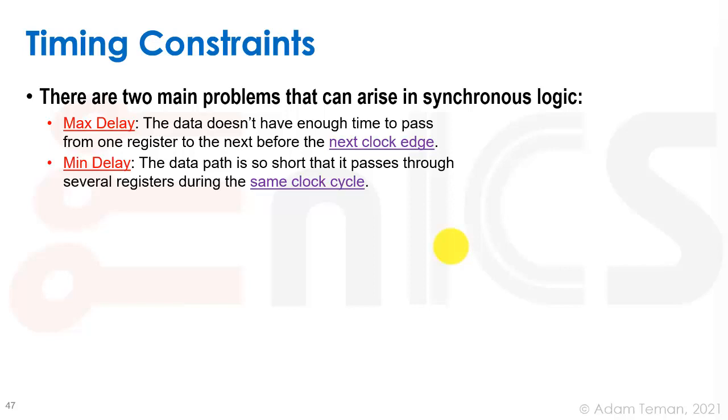It means that the data path is actually so short that it passes through several registers during the same cycle. It's a race between the data and the logic, and the clock. The data is so fast that it jumps over the clock and passes into the next stage or the next clock cycle. The important thing here is that max delay means we have to do something before the next clock edge. It's between two clock edges. Min delay, on the other hand, refers to the same clock cycle, and we'll see that in a more detailed and illustrative way soon.